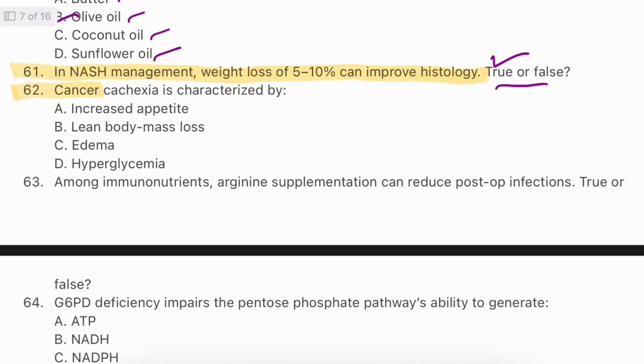Question number 62. Cancer cachexia is characterized by increased appetite, lean body mass loss, edema, hyperglycemia. The answer is B. Lean body mass loss. Cancer cachexia involves muscle wasting, so it leads to lean body mass loss.